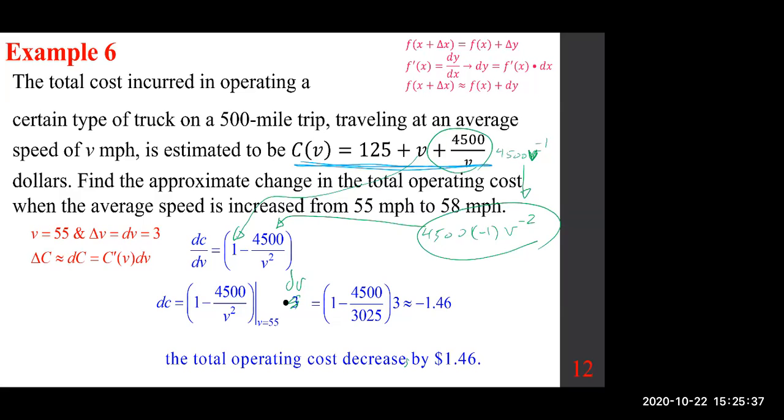All right, so I hope it's clear to everybody. So let's quickly recap. We are basically finding dC, and dC is what you found here on the right side times dV, and then plug in. And because it's negative, class, we say decreases, okay? Because it's negative. That's important for everybody to see. So I hope it's clear to everybody. All right, let's move on.